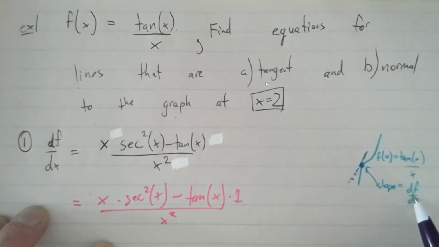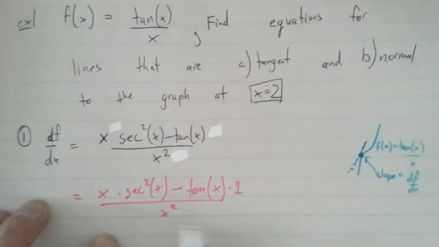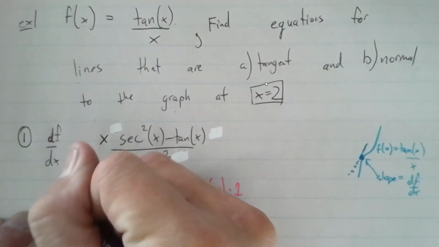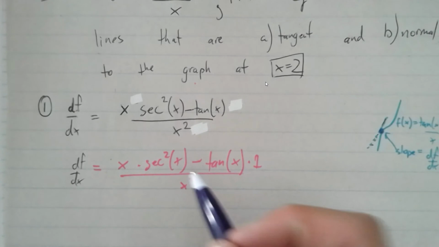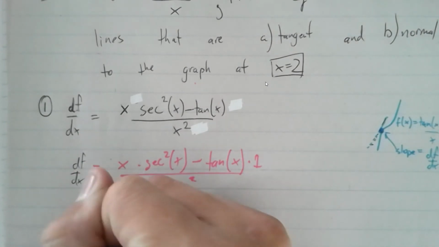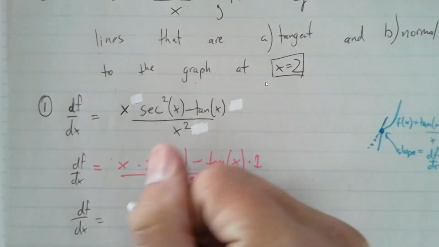The slope at that individual point is df of dx. It's this equation. This is df of dx. But now we're going to find that slope at that point, so you will be required to use your calculator here. So let's put in x equals 2.